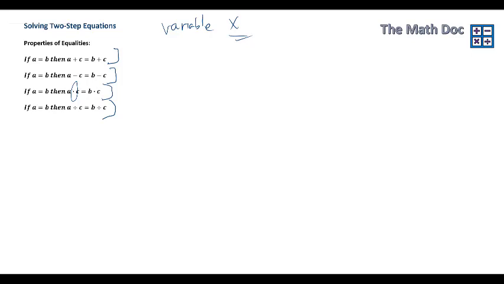Why do we need these properties? Well, our goal is to isolate our variable, right? We want to isolate variable x because we want to solve for it. When we have an equation with a variable, the end result is that we do want to know what the variable is equal to. And in order to do that, we have to isolate it on one side of the equality or the equation.